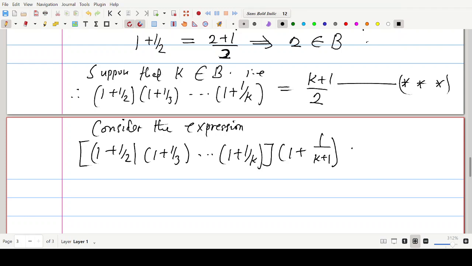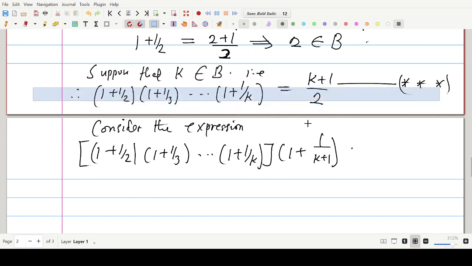Now we are looking at this expression: 1 plus 1 over 2 multiplied by 1 plus 1 over 3 until you get to 1 plus 1 over k plus 1. Now this expression can be derived from star star star by multiplying both sides of star star star by 1 plus 1 over k plus 1. Let me illustrate. If we multiply both sides of this expression by this quantity, we shall derive this entire expression. Can you see that? So let's go about it. In that case, we multiply both sides of star star star by 1 plus 1 over k plus 1.